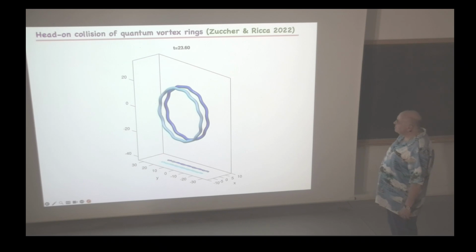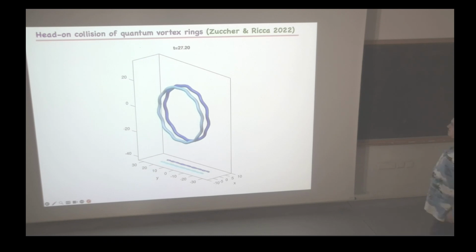And this is just reminiscent of the reconnection of these vortices in the air that we saw through Crow instability.